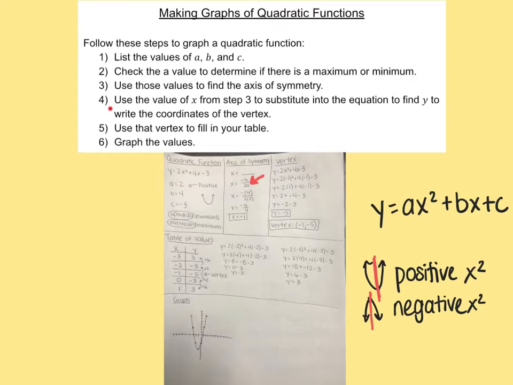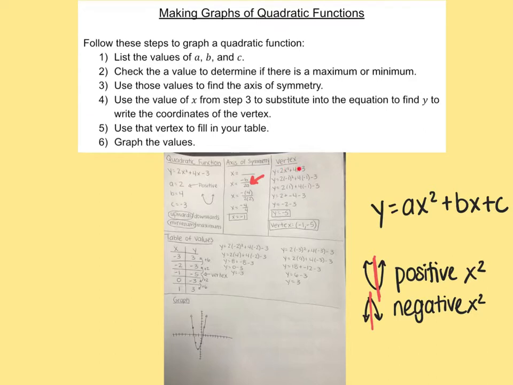Now, step 4, use the value of x from step 3 to substitute into the equation to find y to write the coordinates of the vertex. So we are going to use this value of x to figure out what the vertex would be. What are the coordinates of this point? We have the x, now we need the y coordinate. And so what we can do is take this x and put it back into the equation to see what y would equal in this case.